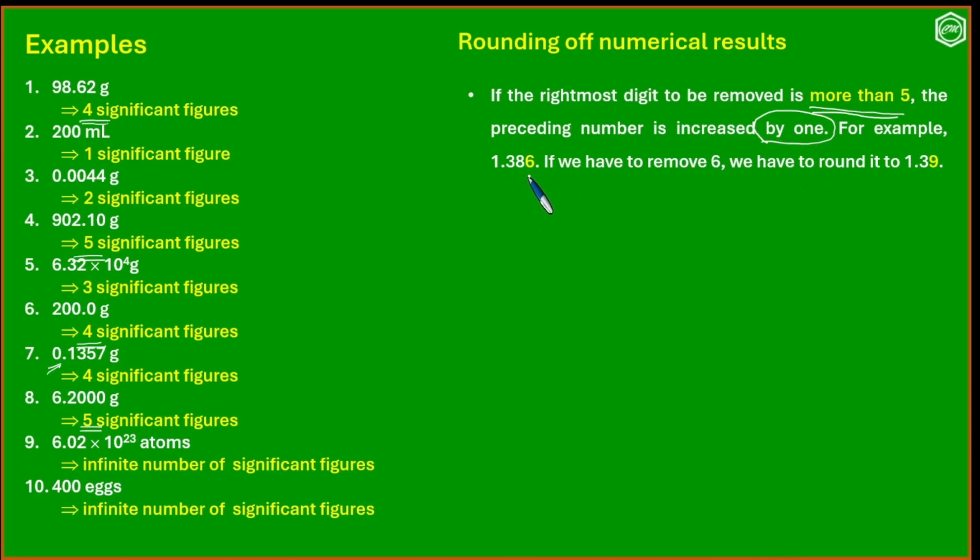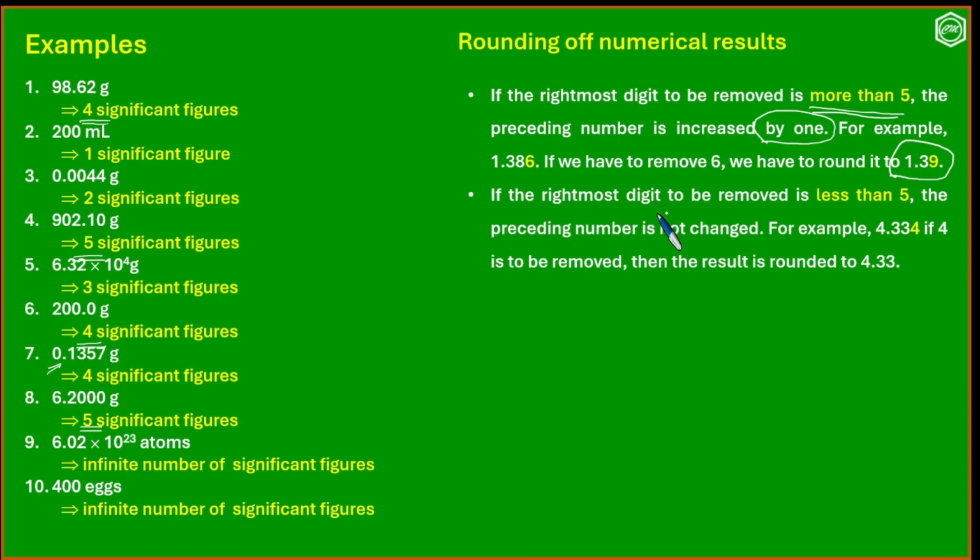1.386. So we have to drop 6. So therefore 6 is greater than 5. So the preceding number is 8. It will increase by 1. So we round off this number to 1.39. If the rightmost digit to be removed is less than 5, then the preceding number is not changed. For example, 4.334, and if we have to drop 4, then the result will be rounded to 4.33 because the number to be removed is less than 5.